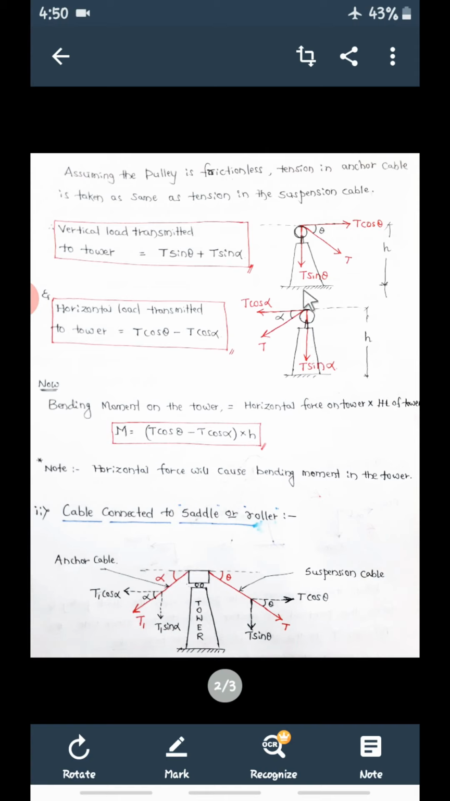What is the bending moment here now? Because of this it will go to 0 now. Okay, this is going to pass through the tower only. There is no bending moment for this. So with reference to this, what is the bending moment?